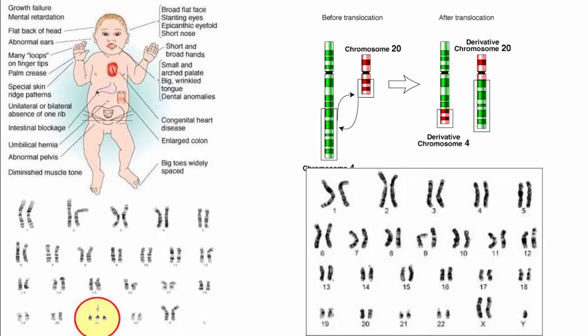Here we see, we'll talk about karyotypes in a minute, but here's a karyotype showing an extra 21st chromosome resulting in Down syndrome. And all of these physical effects are caused by having that extra 21st chromosome. Wait, like all of those happen, or all of those could happen? No, typically a person that has Down syndrome has pretty much all of these differences.